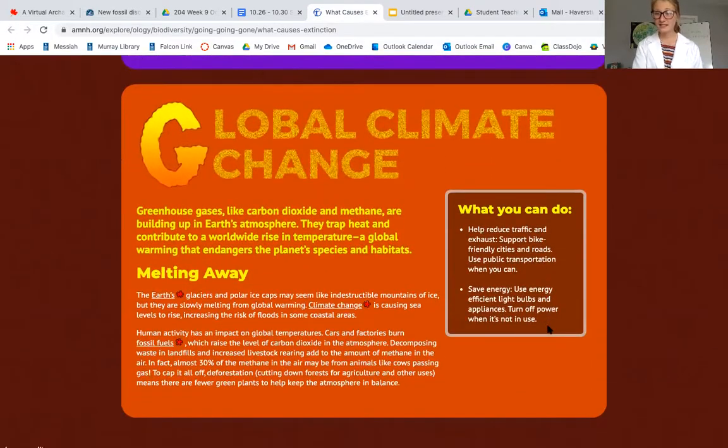The last thing that causes extinction is climate change. This is where our environment is changing. The temperature is different, the weather is different, and these living things are having a hard time adapting, a hard time having those characteristics that help them to stay alive in their environment. By riding our bikes, using public transportation, and saving energy by turning off the lights when we're not using them, we can help stop or slow down climate change so that it doesn't hurt so many living things.